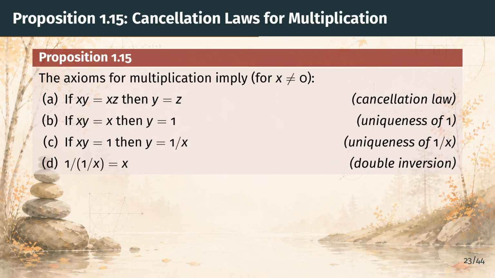Proposition 1.15 states the exact same cancellation laws, but for multiplication instead of addition. The requirement that x is non-zero is essential, since 0 does not have a multiplicative inverse. The proof follows the same pattern as the proof of Proposition 1.14. Prove Part A by multiplying both sides by 1 over x. Then derive the rest as special cases. Rudin omits the proof because it is so similar. Let's see the analogy more clearly on the next slide.